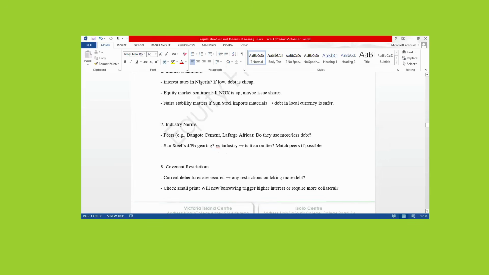You are going to compare their level of leverage. Do these companies use more debt or less? In other words, industry norms will affect choice of capital structure. We also look at comparison with the industry standard. Currently, Sun Steel is 45% geared. This can be compared with the industry average.